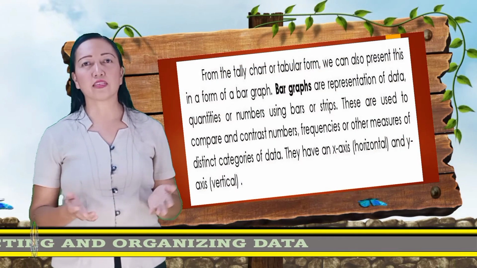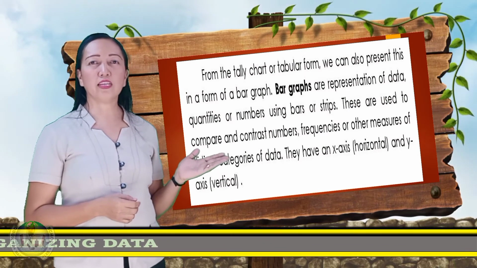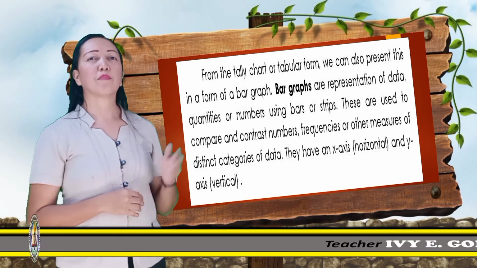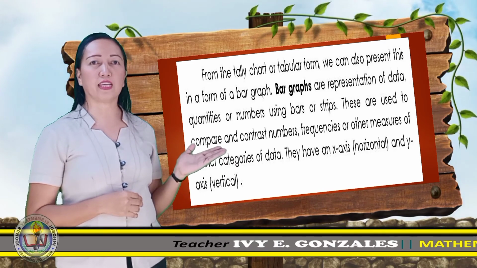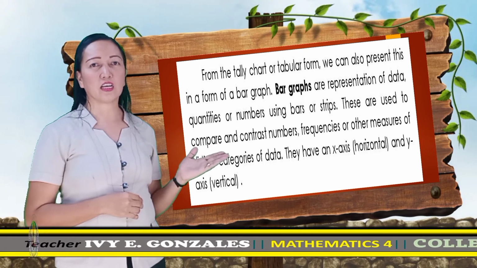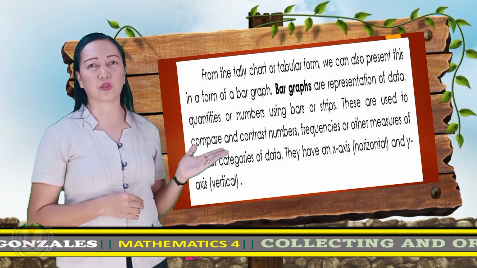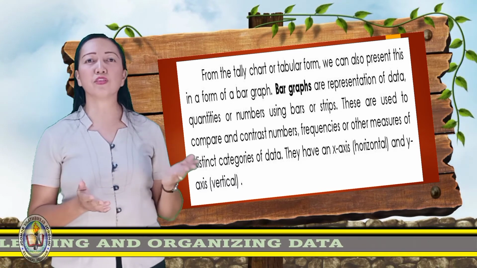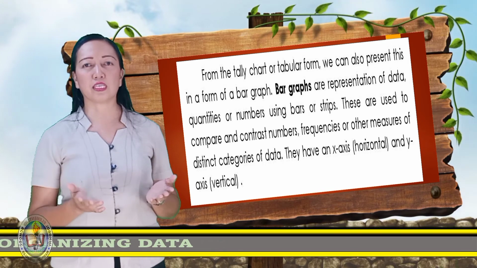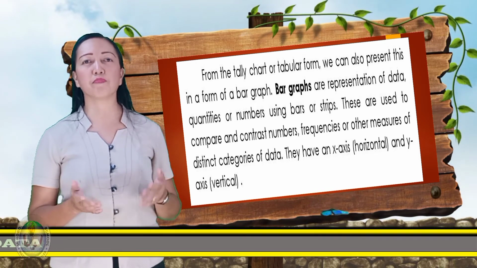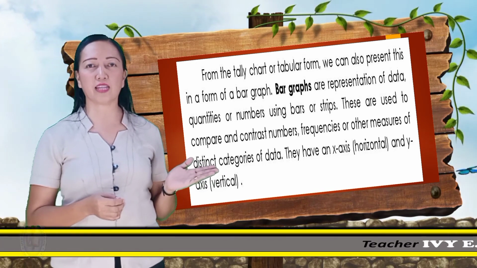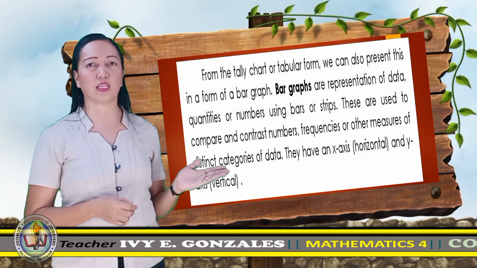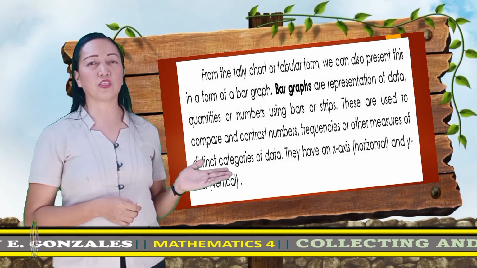From the tally chart or tabular form, we can also present this in the form of a bar graph. Bar graphs are presentations of data, quantities, or numbers using bars or strips. These are used to compare and contrast numbers, frequencies, or other measures of distinct categories of data. They have an x-axis, which is horizontal, and a y-axis, which is vertical.